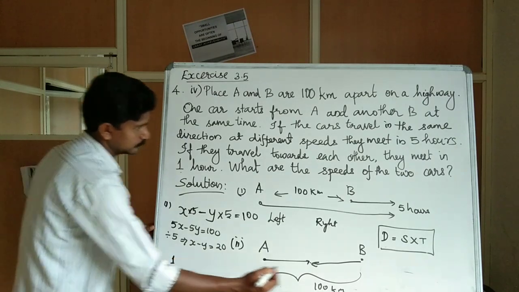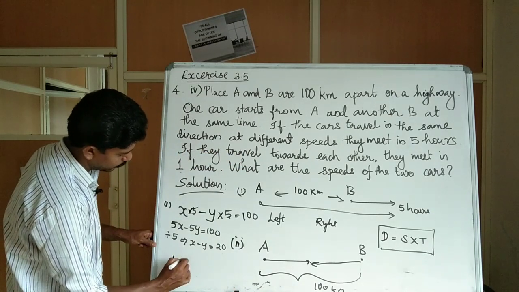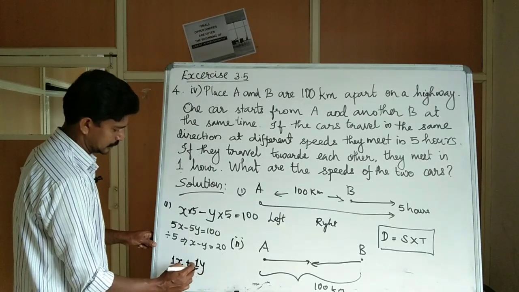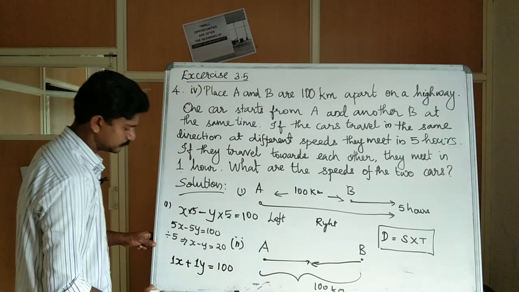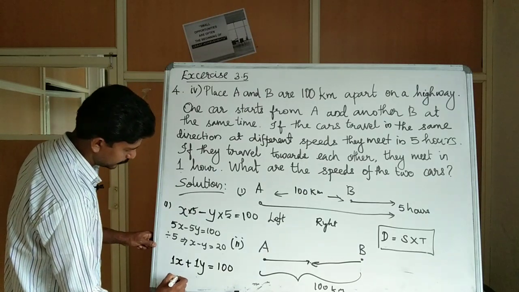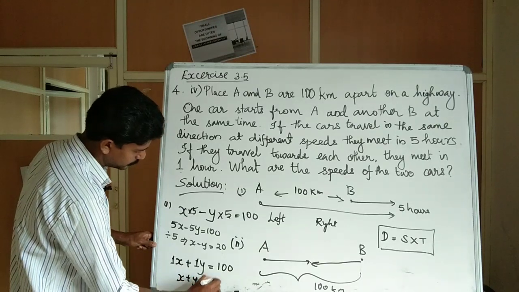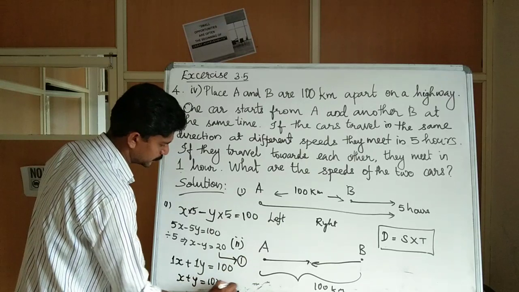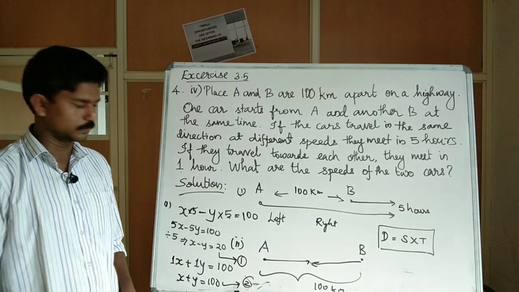Time into speed, we can say speed into time, right? Time into speed is also the same. So we can say 1x plus 1y. So time into speed is equal to distance. Simply we can say x plus y is equal to 100. Both are the same. So this is equation 1 we get, and this is equation 2. These two equations we can solve.